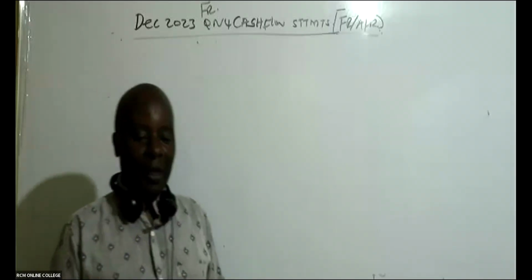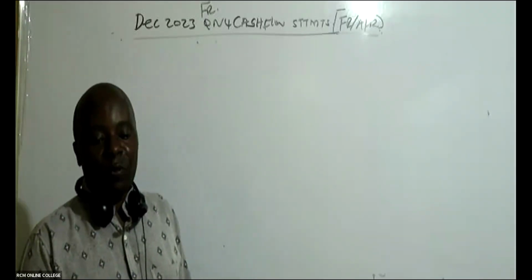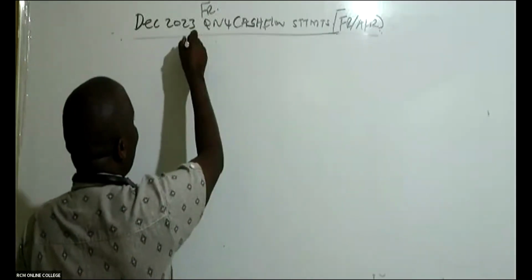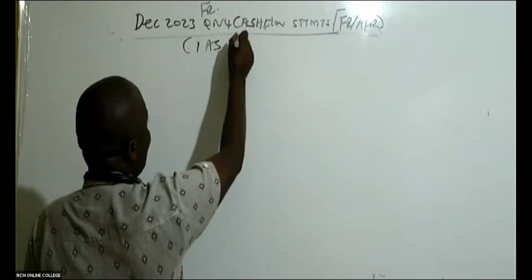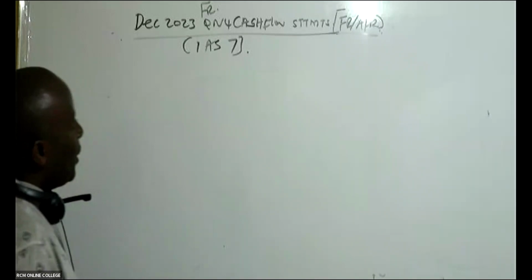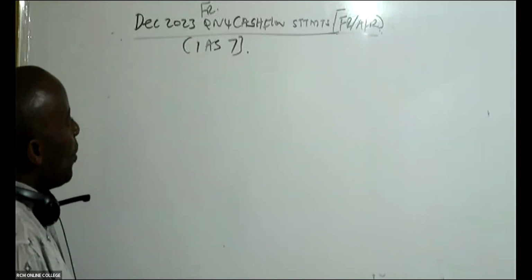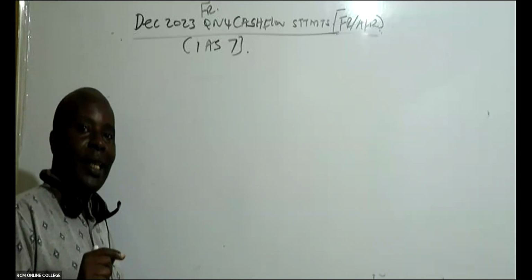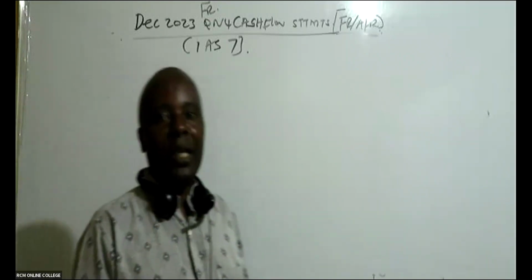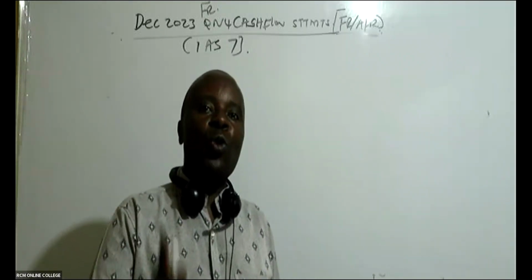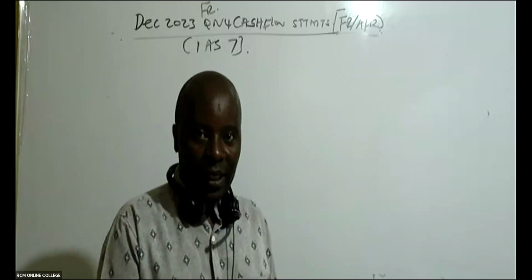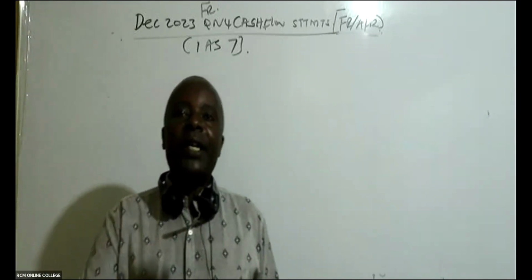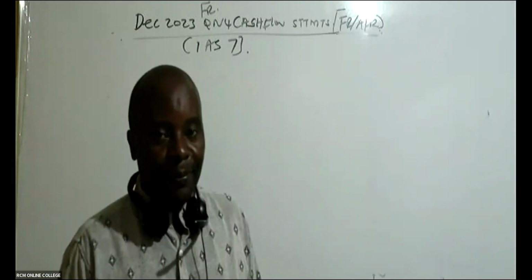Cash flow statements. Under cash flow statements, we normally find them under what we call IAS 7, International Accounting Standard number 7, which tells us that all these companies are supposed to prepare cash flow statements as a primary component of the annual reports.